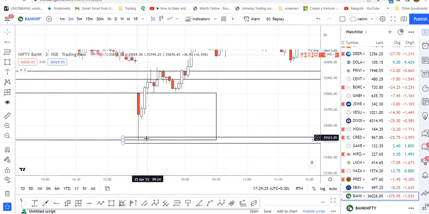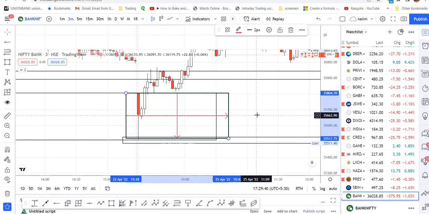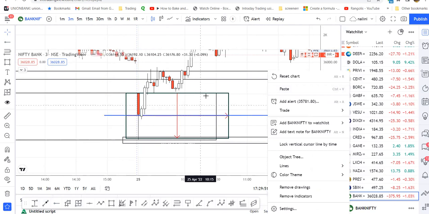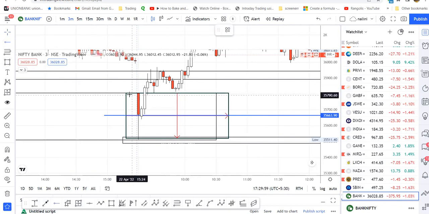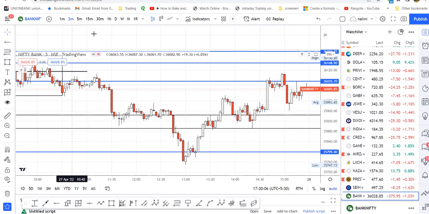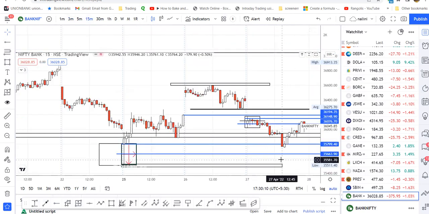This is the last down candle, which was responsible for the up move. So break of this candle. Let me mark the high and low of this candle. So 50% of this comes to 35,663. Okay. So this is the anticipated level, and another level is the high of this, 35,806. You can anticipate those levels. Let me reset, come back to the 15-minute time frame. Can you see? This was the 50% level, and it halted in between.